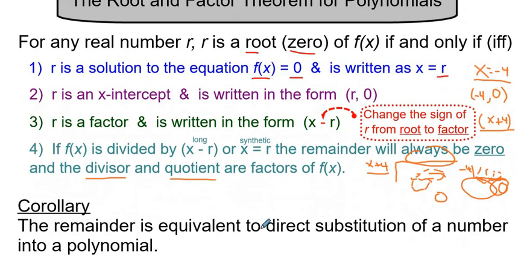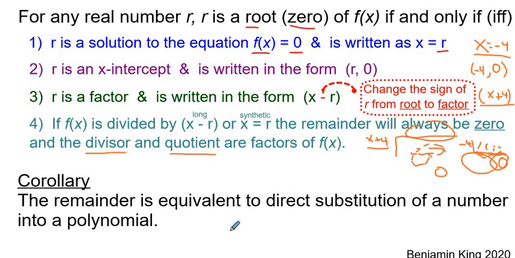A corollary to that is the remainder is always equivalent to direct substitution, right? So if this is true, then this would mean that if I put in r, I would get 0. But it's also true if it doesn't come out to 0. So let's say somebody asked you to find f of 3, right? And you put a 3 here and you did synthetic division, then whatever this number is, that's what f of 3 is. You get 11, then f of 3 is actually equal to 11.